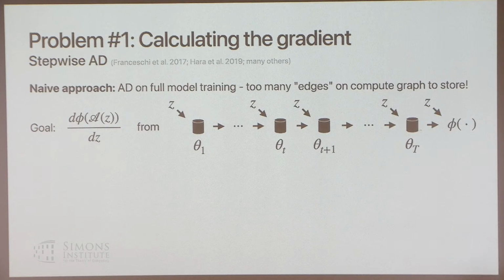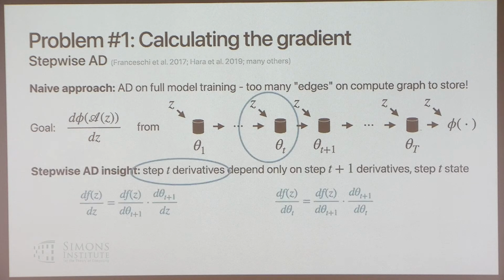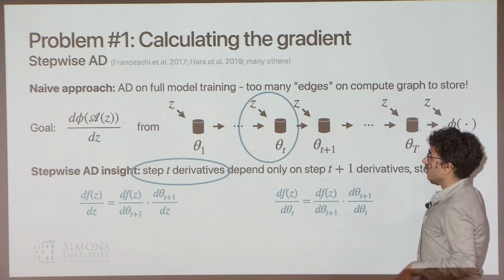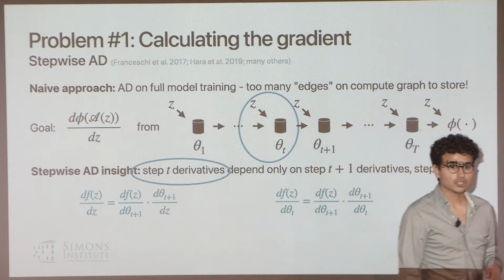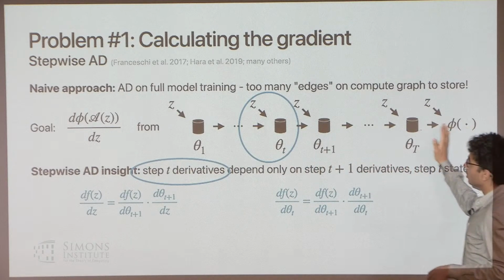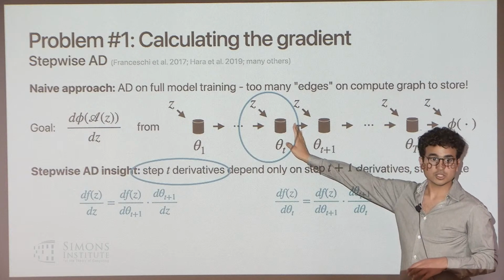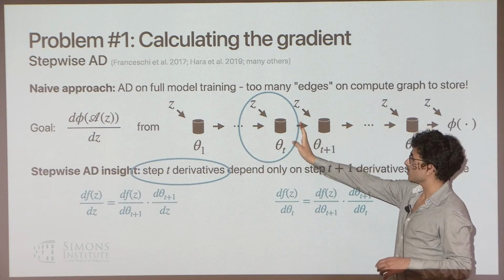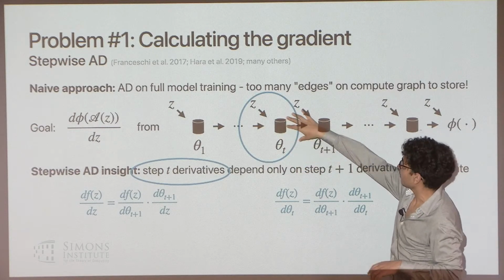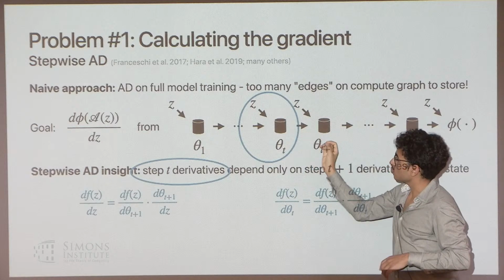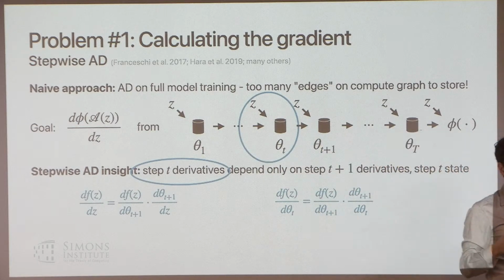People do actually try this other algorithm, which I'll call stepwise AD. And the idea here is just that we can write this gradient with respect to these early z's as a recurrence. So if I've computed the gradient up until here, and I have this state, theta t, saved, then what I can do is basically a single step of auto differentiation and propagate that gradient one step back through training.